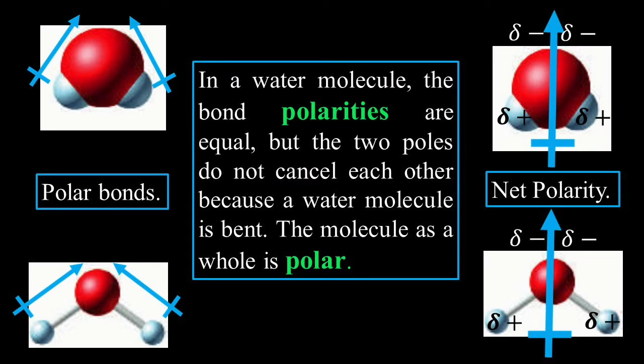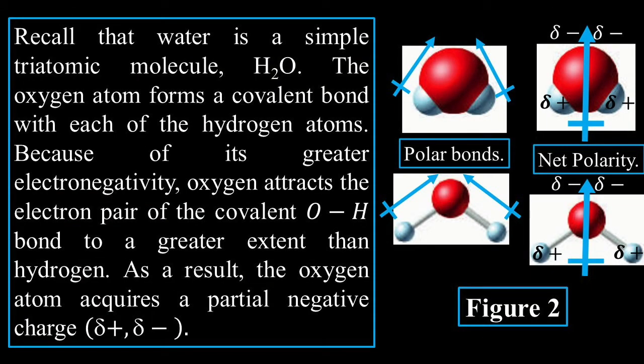In a water molecule, the bond polarities are equal, but the two poles do not cancel each other because a water molecule is bent. The molecule as a whole is polar. So it's the geometry that makes something polar. Carbon dioxide, which is a linear molecule as we studied with molecular geometry, those dipoles cancel. But if something has an irregular shape, it does not.